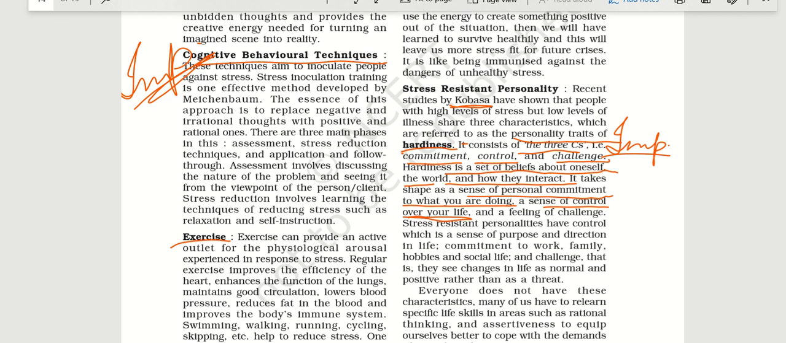like what you want to do, whether you want to do it or whether you don't want to do it. And a feeling of challenge, like you have to procure some things, you have to take some resources; you are challenging enough for yourself and for the world. So a stress resistant personality has control, which is a sense of purpose and direction, and commitment to work, family, and hobbies or social life. Then challenge, that is, they see changes in life as normal and positive rather than a threat. So this thing is important.